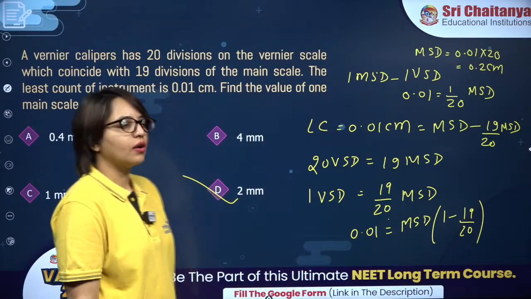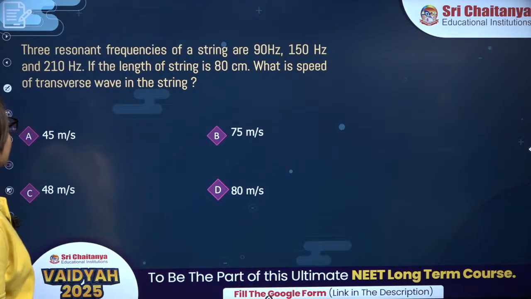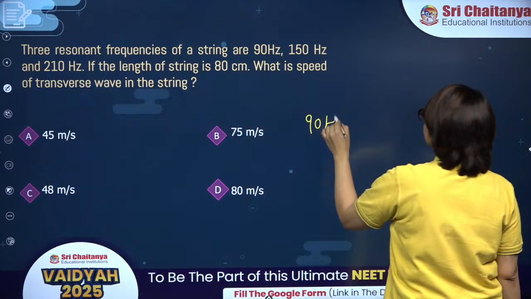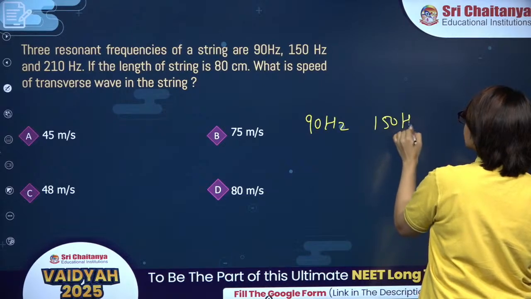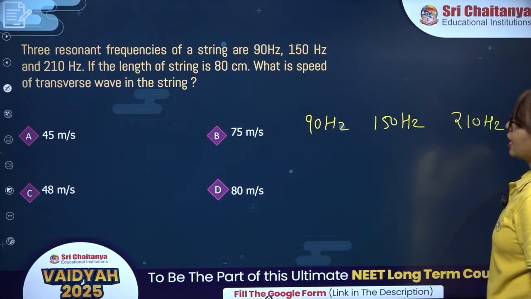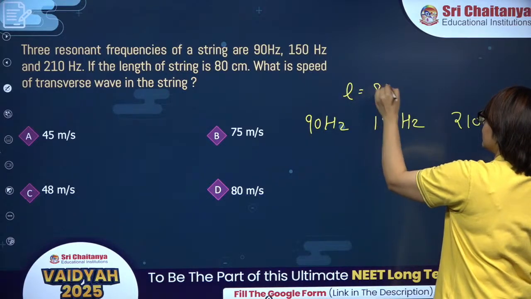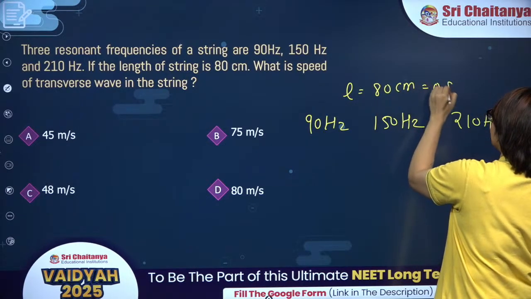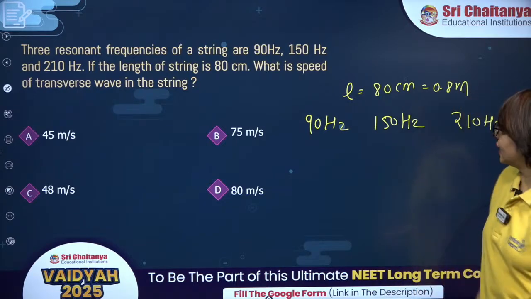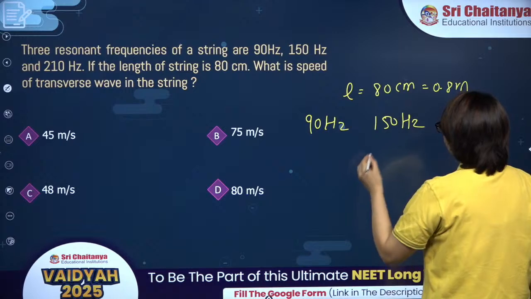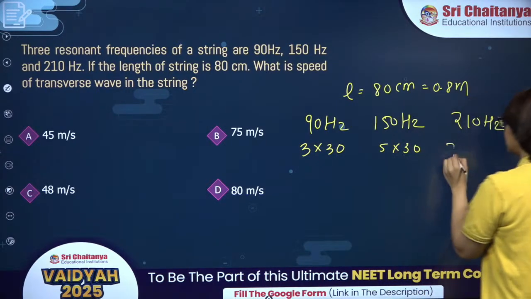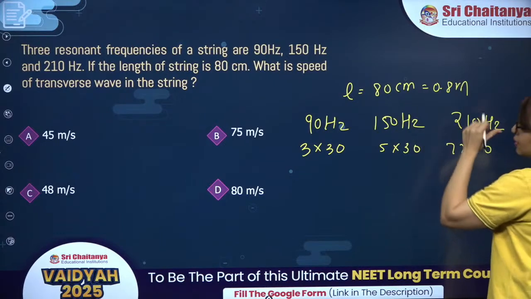All right. Let's try this one. 3 resonant frequencies of a string are 90 Hertz, 150 Hertz and 210 Hertz, and length of the string is 80 centimeter, which is 0.8 meter. What is the speed of transverse wave in the string over here? Right, so these are the 3 resonant frequencies. If you look at this one, this is 3 times 30, this is 5 times 30 and this is 7 times 30. Odd harmonics are present, right?